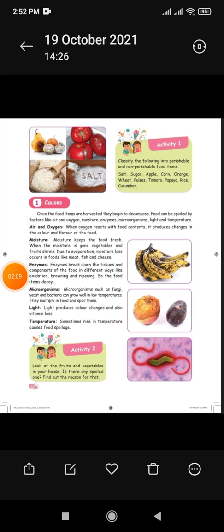See these pictures. These are some pictures of fruits and vegetables which are spoiled. You can see there is a change in the state of the fruit and vegetable. The color has changed, and the smell has also changed. From these we can know that these fruits and vegetables are spoiled. So we can avoid taking these spoiled fruits and vegetables.